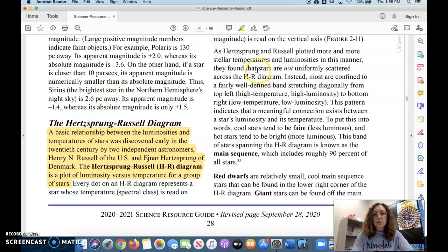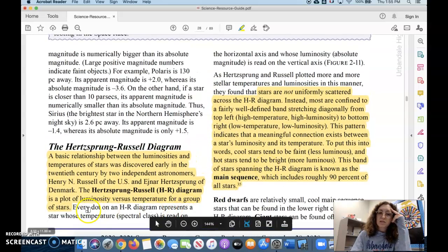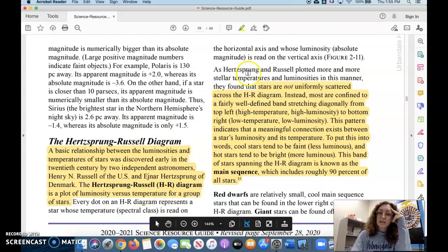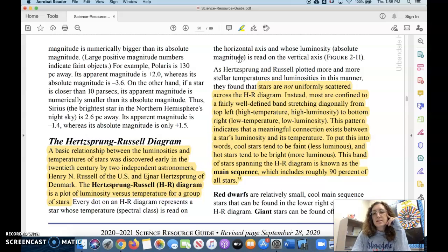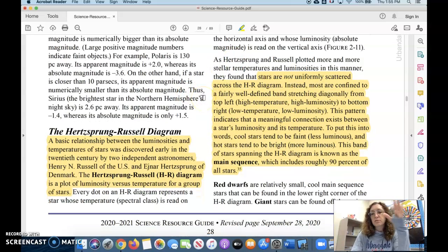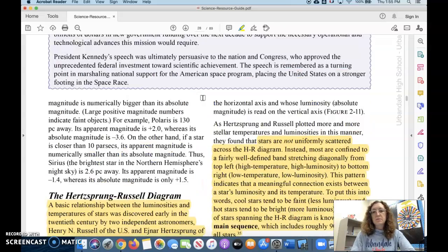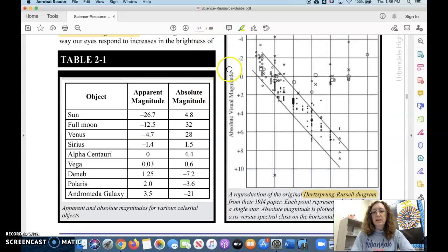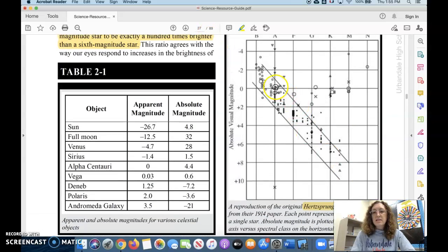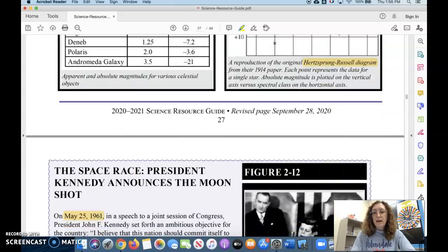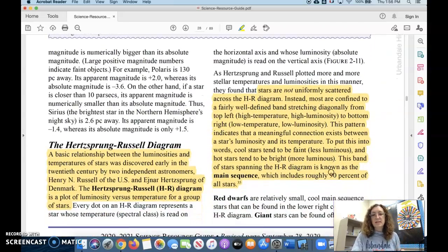Okay, so in this section, Hertzsprung and Russell are plotting temperatures and luminosities on their diagram here. Temperature is spectral class, luminosity is absolute magnitude. And they find that stars are generally not scattered throughout the whole diagram. There's kind of a band. You saw that band that goes diagonally from the upper left down to the lower right. And 90% of stars fit inside of that band. So this is really fascinating to them.